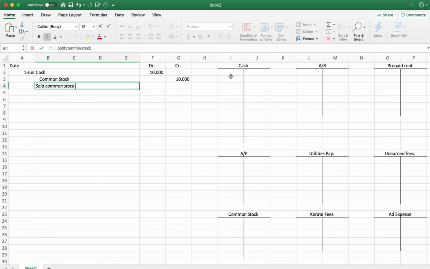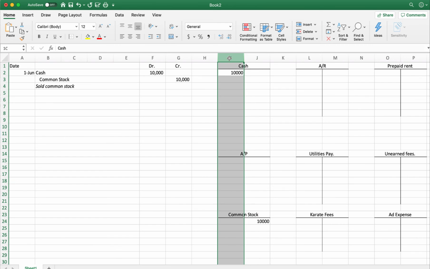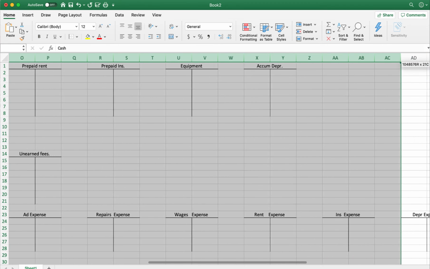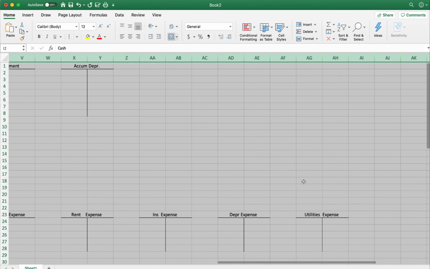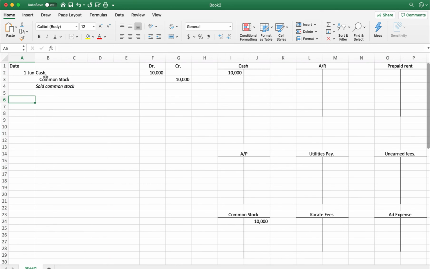We need to post these now. So I'm going to post $10,000 in the cash account, and I'm going to post the credit of $10,000 to the common stock account. Bear with me here. I want this to look a little nicer. So I want to select all these cells. I'm going to click comma, and I'm going to get rid of my decimal places because I don't need those. Okay? So, did the journal entry, posted to the ledger.